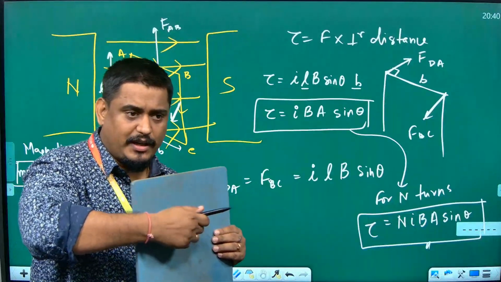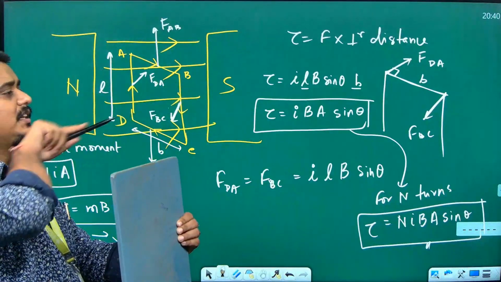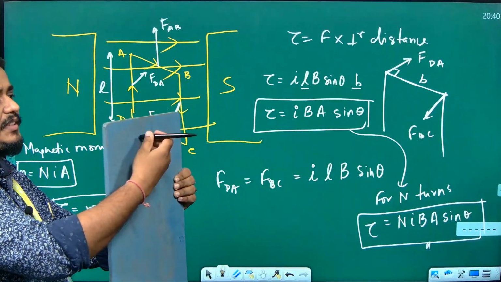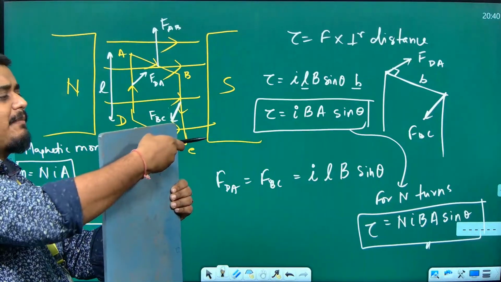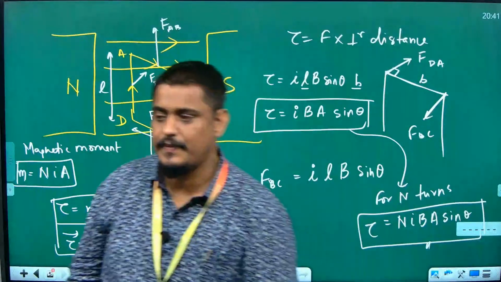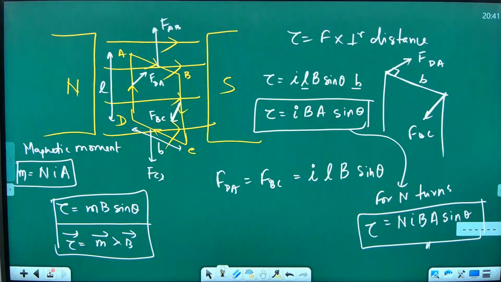Are you getting my point? If the magnetic field is in this direction and this is the direction of the loop, this will become the area vector. The angle between this and this is called theta. If you have copied, let me know. We will start the next topic, which is very important, MCG.